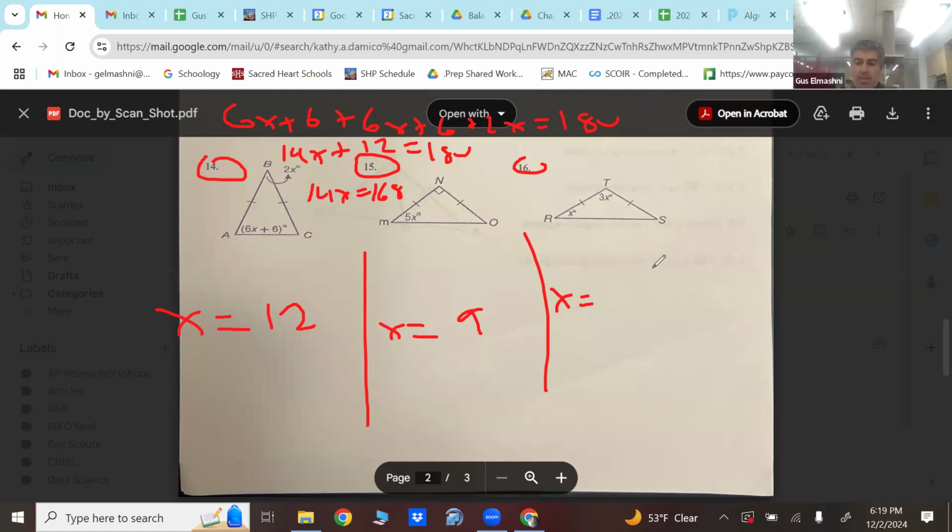What do you get for 16? I got 40. 40. Hold on. So this is x also. So what equation do you have?